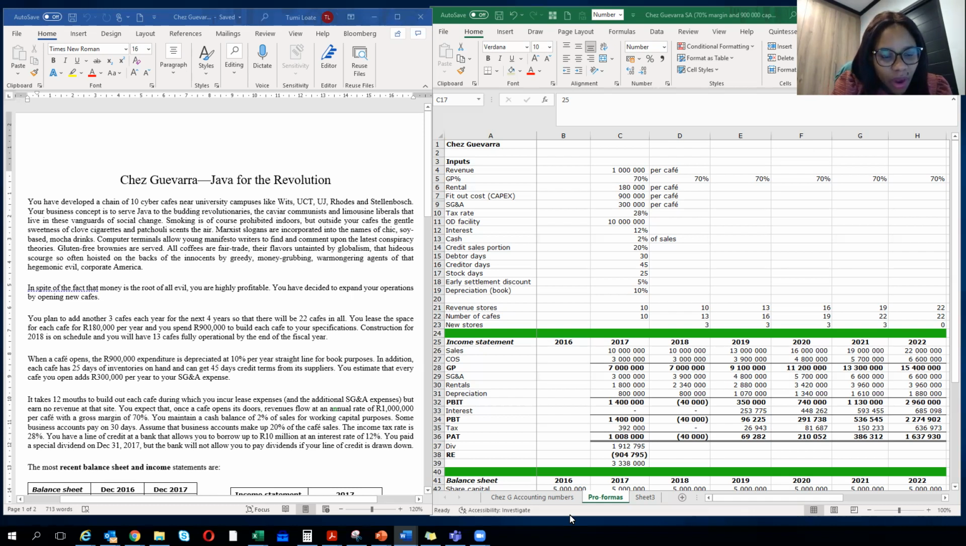But let's go through the second paragraph. It says, in spite of the fact that money is the root of all evil, you are highly profitable and you have decided to expand your operations by opening new cafes. The biggest thing with this case study is that we're trying to assess the valuation of this company, given that it's deciding to open new cafes, and we want to forecast the cash flows when we've added these additional cafes. The information that is required is from paragraph 3 and onwards.